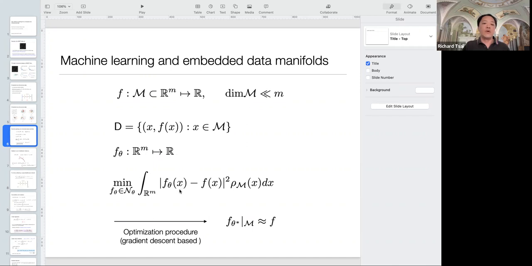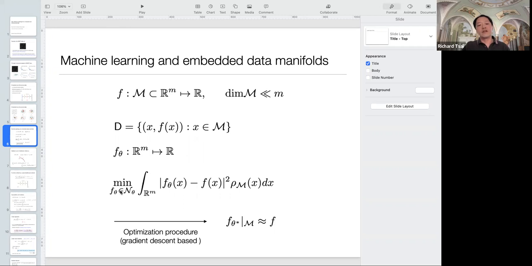So in the context of deep learning, what people usually do is, this is a generalization of least square approximation, right? You want to come up with a function in a certain function space, so that when you evaluate the weighted L2 difference between your approximation and the real function, you find the one function that minimizes this difference. And this function space N sub theta will be determined by how you set up your neural network, including the shape of the network, the number of parameters, and the activations associated with it.